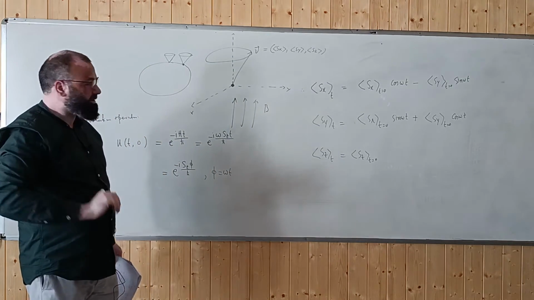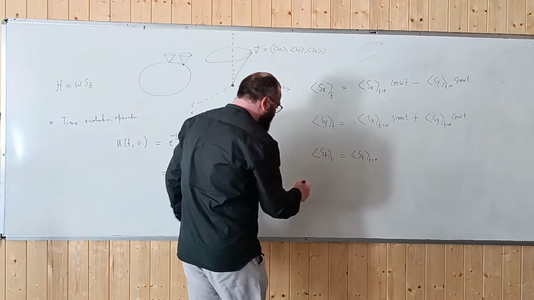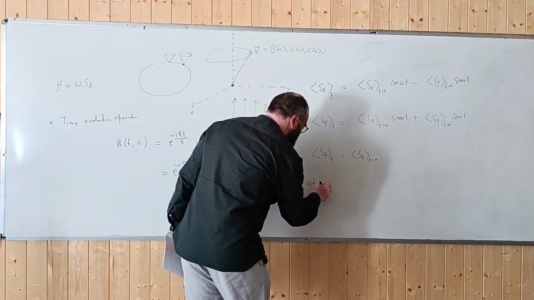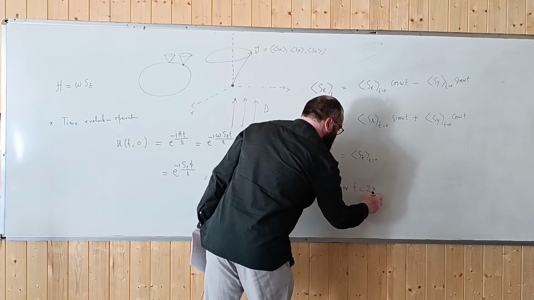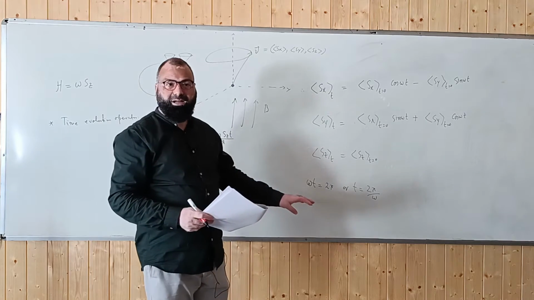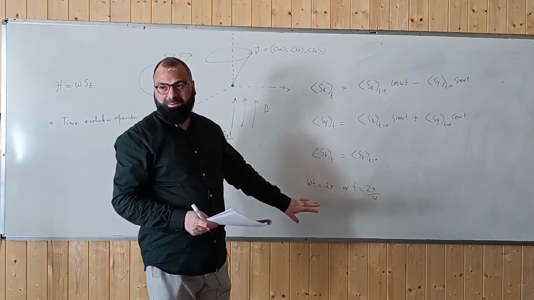Got it? Now let's look at this very vector. If I take omega t equal to 2 pi, or let's look after a time of 2 pi by omega, let's look at what will happen to this vector if I make the time 2 pi by omega.